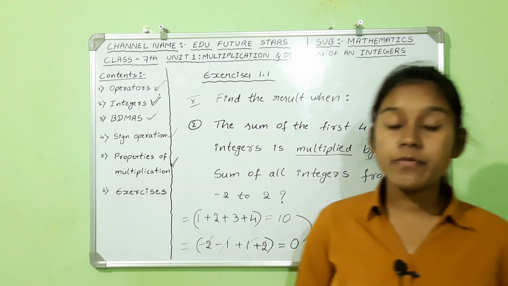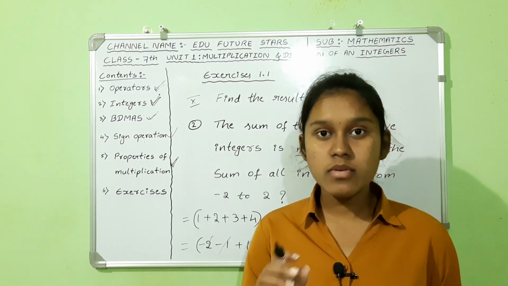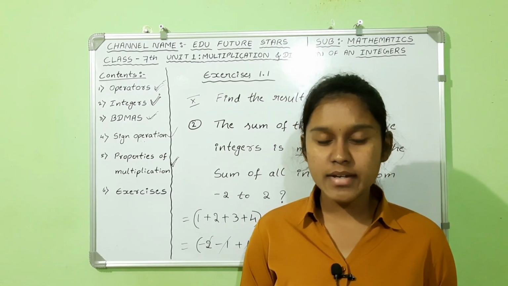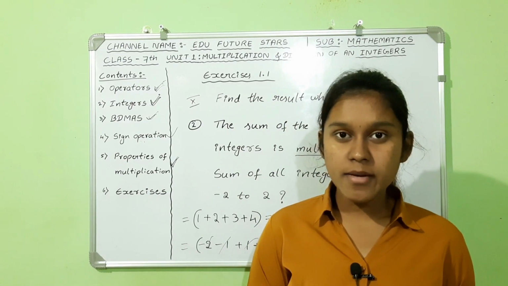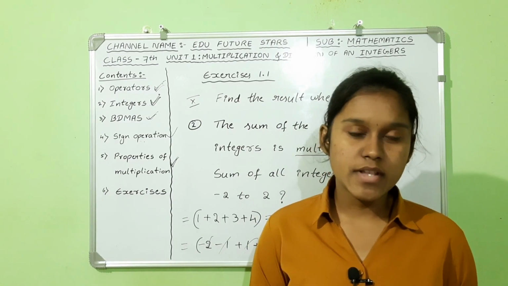Okay. Now we have finished all the exercises from exercise 1.1. So totally 10 mains were there. So we solved each and every question now.